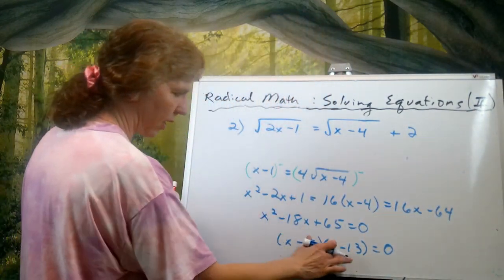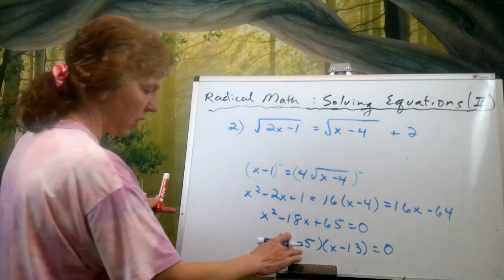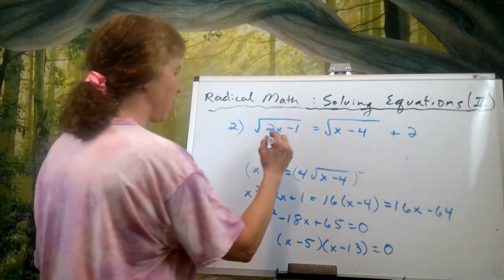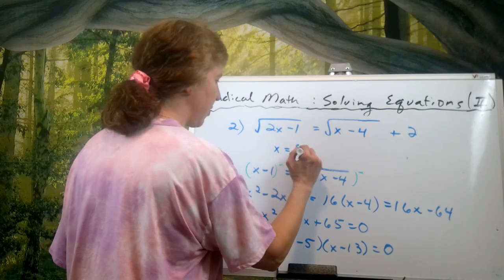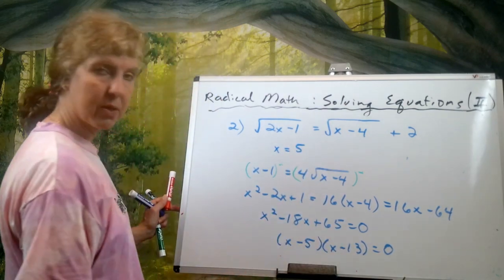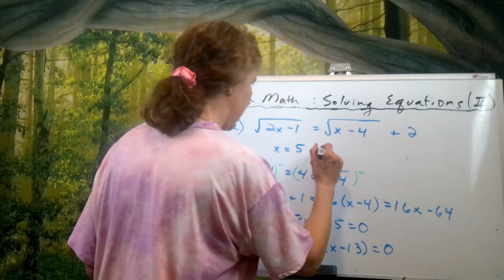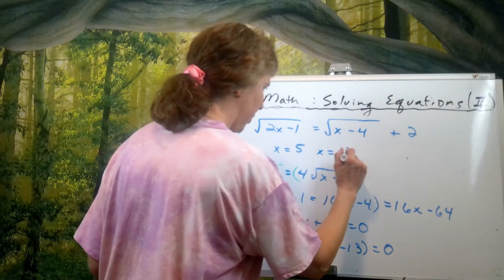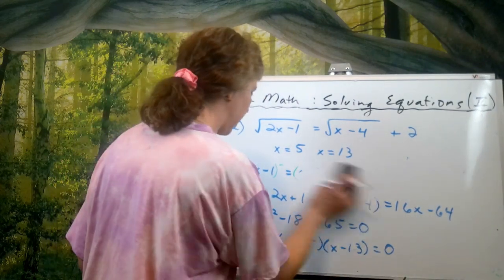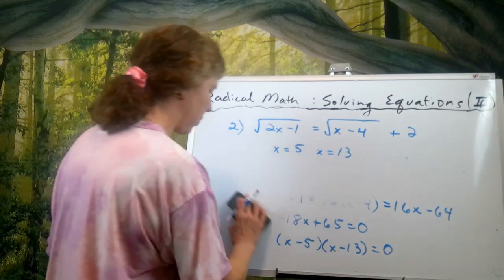So if I have two numbers that multiply to 0, either this bracket is 0, in which case x is equal to 5, or this bracket is 0, in which case x is equal to 13. Okay, so now I need to plug those back into my original equation.